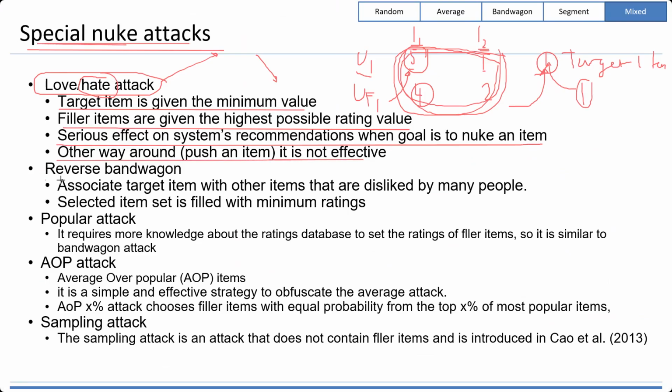Some people say this is a reverse bandwagon. In the bandwagon, do you still remember? Bandwagon means we are looking at the popular products or the blockbusters. So for the blockbusters, we increase the value, so we can recommend items that are popular with the high value. But this one is the reverse. The associated target items with other items are disliked by many people. So we need to find the items that have been disliked. And the selected item set is filled with minimum ratings.